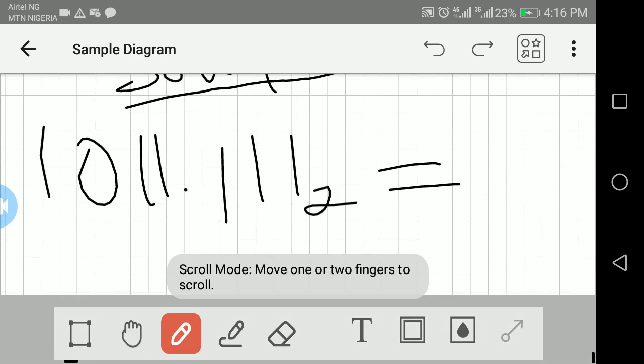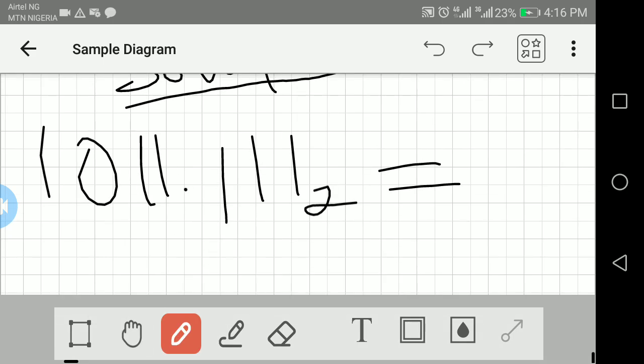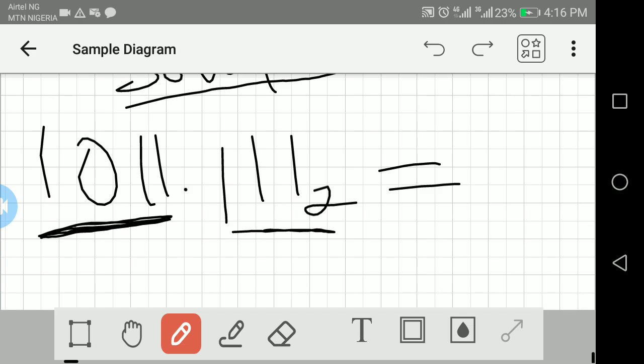I'm going to sort out the powers. Before the point, these are whole numbers. This is the decimal point. Every number from the decimal point to the left, you're going to start counting. The first number here is 0, the whole numbers. This is 1, this is 2, and this is 3.